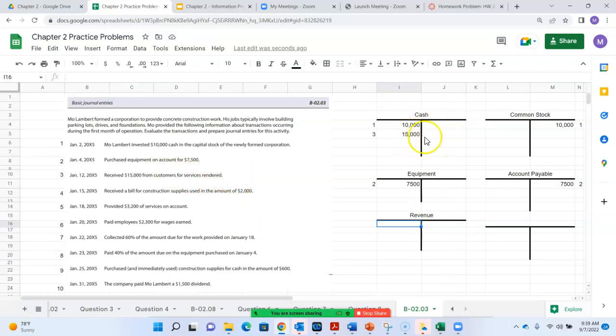So cash went up by $15,000. We can also increase our revenue account, right? To increase a revenue account, you credit the account. And this relates to transaction number 3. This took place on January 12th.